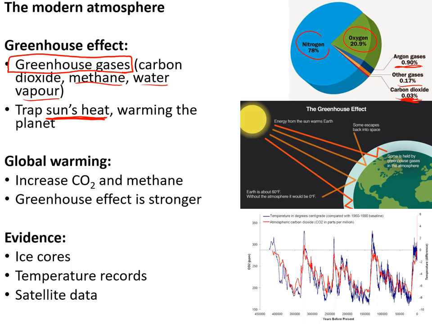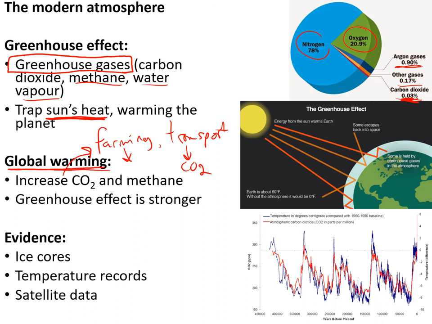Now, that's the difference between the planet having an average temperature of, say, 14 degrees Celsius and an average of about minus 20 degrees Celsius, which would be too cold for life to exist. So the greenhouse effect is a good thing. However, human activities such as farming and transport are increasing the amount of methane and increasing the amount of carbon dioxide, and that is causing the greenhouse effect to get stronger, and that is leading to global warming.